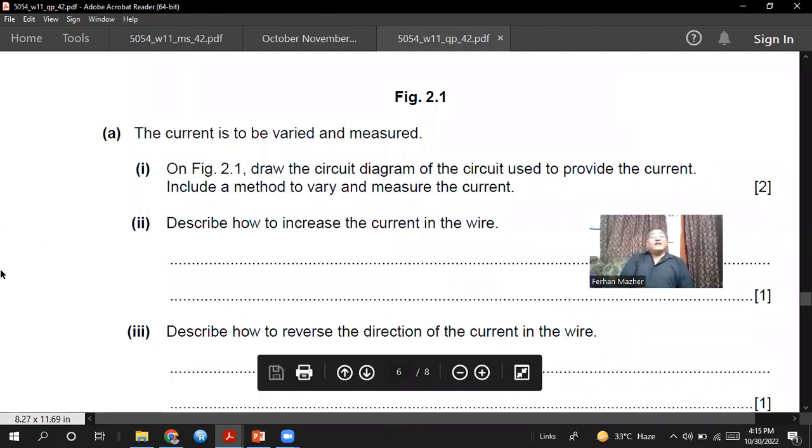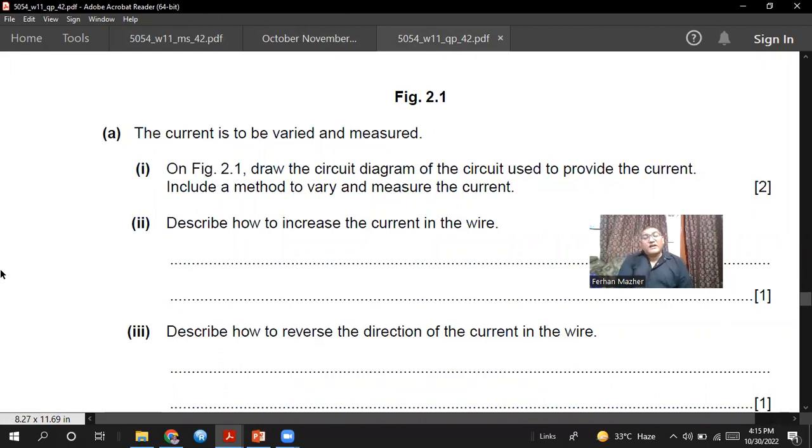So the question is the current is to be varied and measured on the figure 2.1. Draw the circuit diagram. Circuit used to provide the current. Include a method to vary and measure the current. Okay. Describe how to increase the current in the live wire. So how you can increase, there can be many methods. You have connected there a variable resistor. So in the start of the experiment, you keep the resistance of the variable resistor maximum, and then you gradually decrease the resistance of the variable resistor. When you decrease its value, the current flowing through the circuit increases. Okay, so that's my answer.